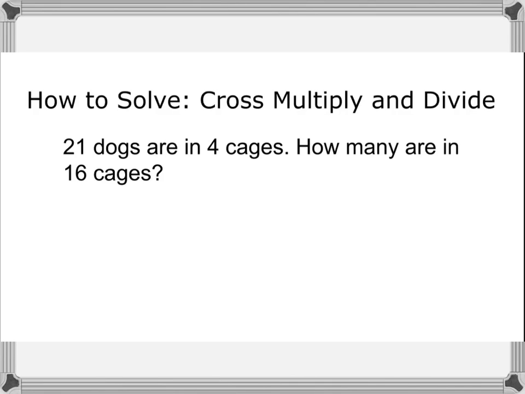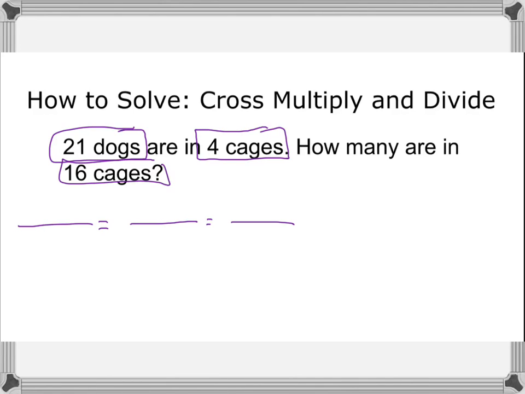So I'm going to set up that skeleton of my proportion using those 3 ratios. First, I'm going to have my labeling ratio. If you look at this problem, it's pretty clear. We've got dogs, we've got cages. So those must be the 2 things that I am comparing, dogs and cages. We have 21 dogs in 4 cages. So I'm keeping my cages on the bottom, my dog information on the top. How many are in 16 cages? So we're solving for the number of dogs in 16 cages.